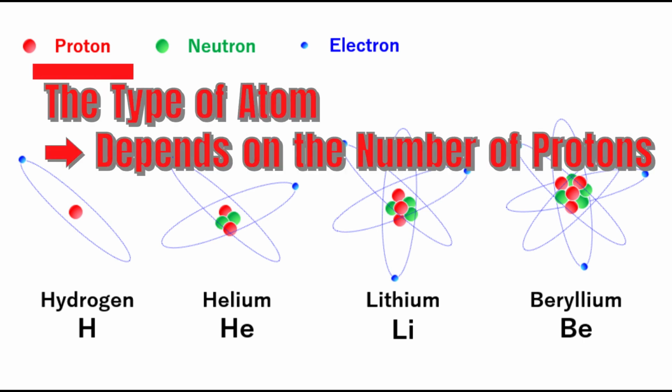In this figure, with protons colored in red, H, hydrogen atom, has one proton in the nucleus. He, helium atom, has two protons in the nucleus. Li, lithium atom, has three protons in the nucleus. Be, beryllium atom, has four protons in the nucleus.